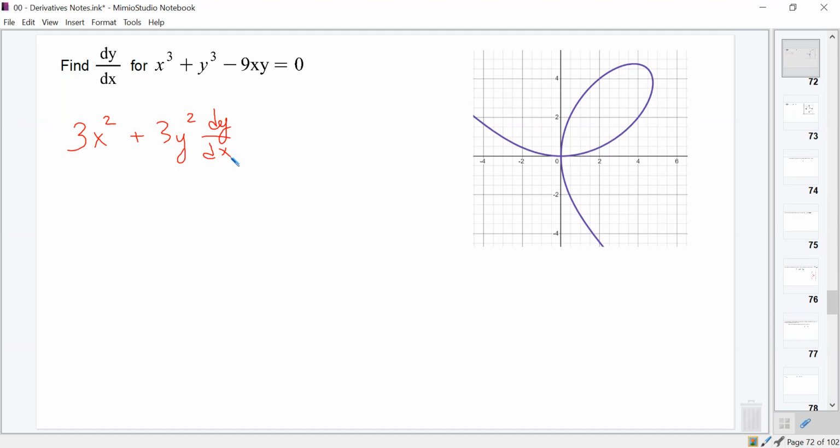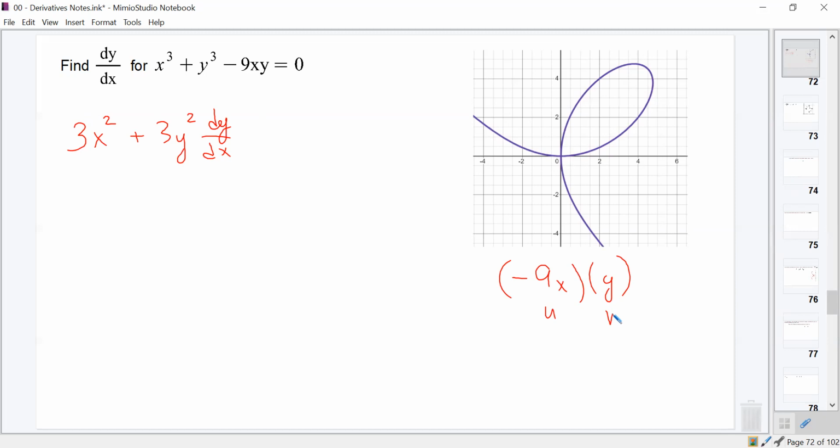And then we have to take the derivative of minus 9xy. Minus 9xy is going to require us to use the product rule because it has an x times a y, 2 different variables being multiplied together against each other. So let's treat minus 9x as our u, and let's treat y as our v, and use the product rule.